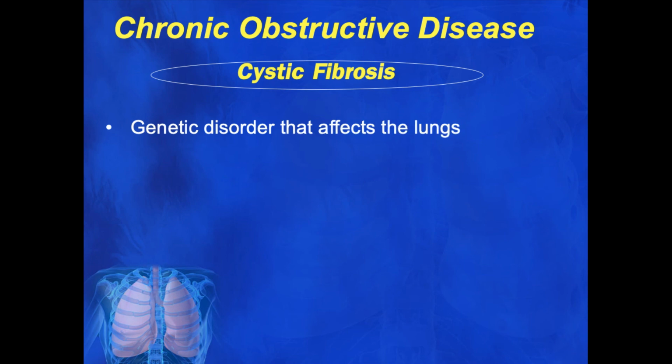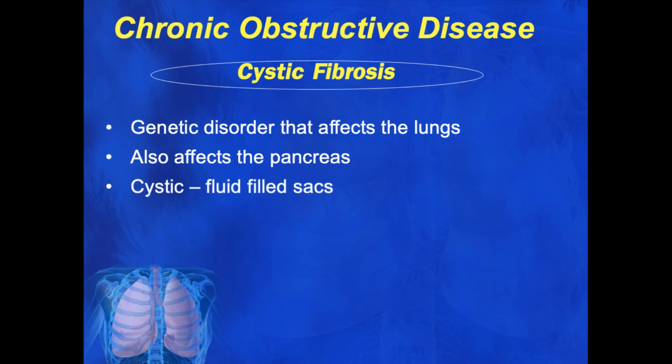Cystic fibrosis is a genetic disorder that affects the lungs. It also affects the pancreas. So cystic means you have these fluid-filled sacs, and fibrosis is where there's excess fibers in an organ.